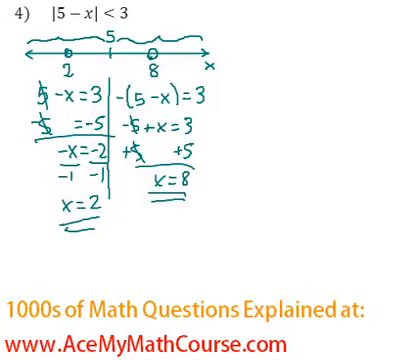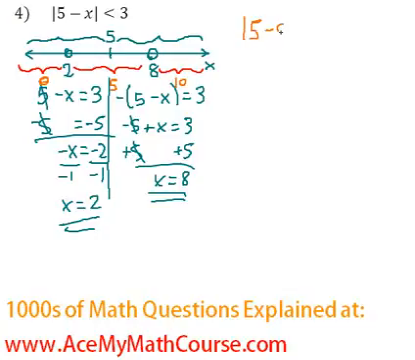Okay, so now we have 3 areas that we need to test. Smaller than 2, between 2 and 8, and greater than 8. And I'll pick a different value to test for each one of them. For the first area, I'll pick 0, because that's smaller than 2. Between 2 and 8, I'll pick a 5. And greater than 8, I'll just pick a 10. Alright, so let's plug all of them in, starting with 0.